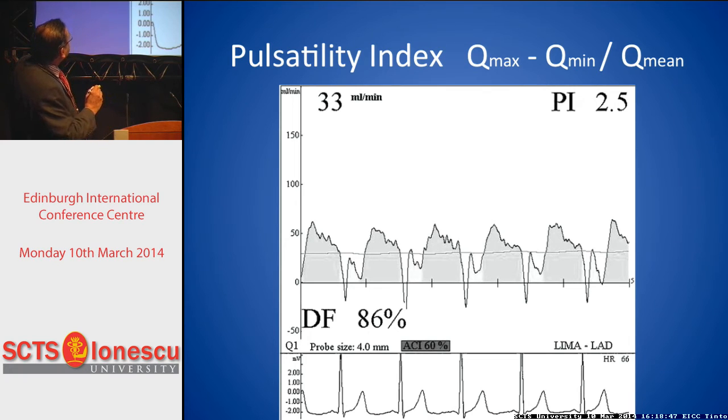Okay, in this particular patient, here it is. The Qmax is about 60. And the Qmin is minus 20, so the difference is 80. The mean flow is 33, so 80 divided by 33, you get a pulsatility index of 2.5.